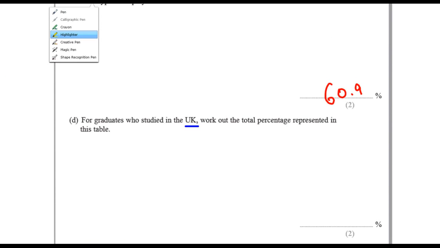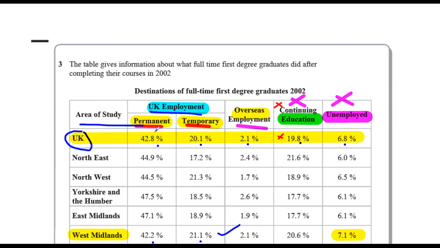And you might be a bit surprised about why that isn't 100%. Okay, 91.6. Now, if we think about what's going on, we're thinking about the destinations of these graduates. And these are the only possible destinations for them. So we need to think about why it's not 100%.